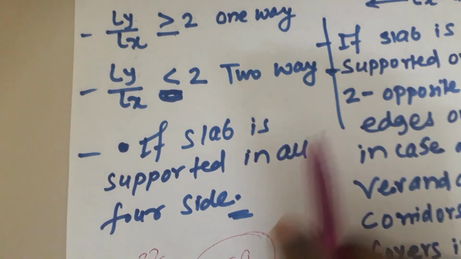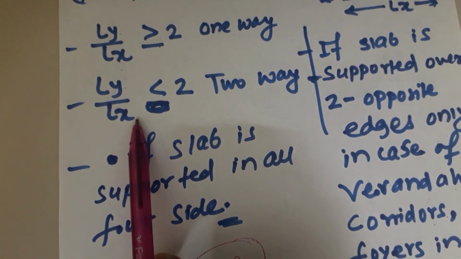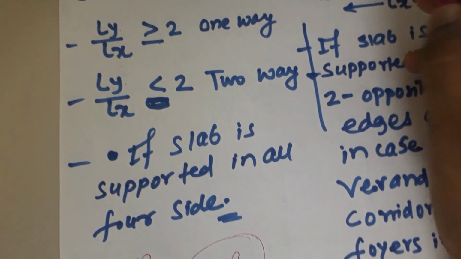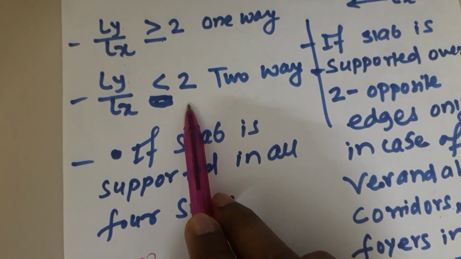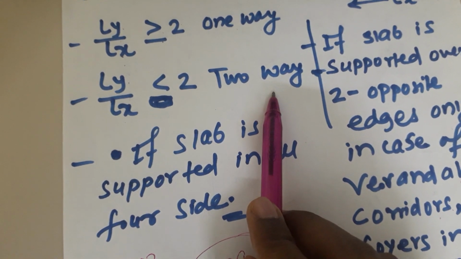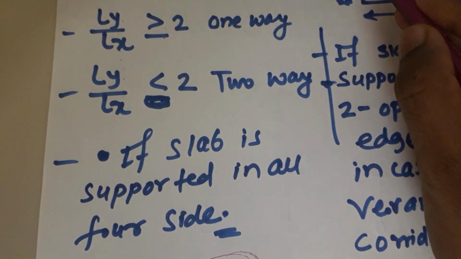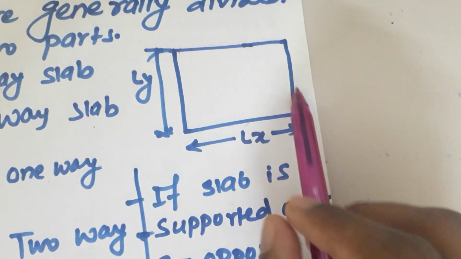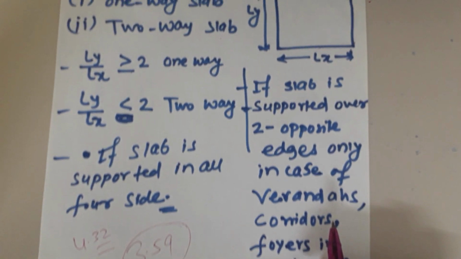Coming to the two-way slab, the first criterion, that is longer span by shorter span ratio, which is smaller than 2, then we call it a two-way slab. The other criterion for defining a two-way slab is that if all four sides of the slab are supported, then we call it a two-way slab.